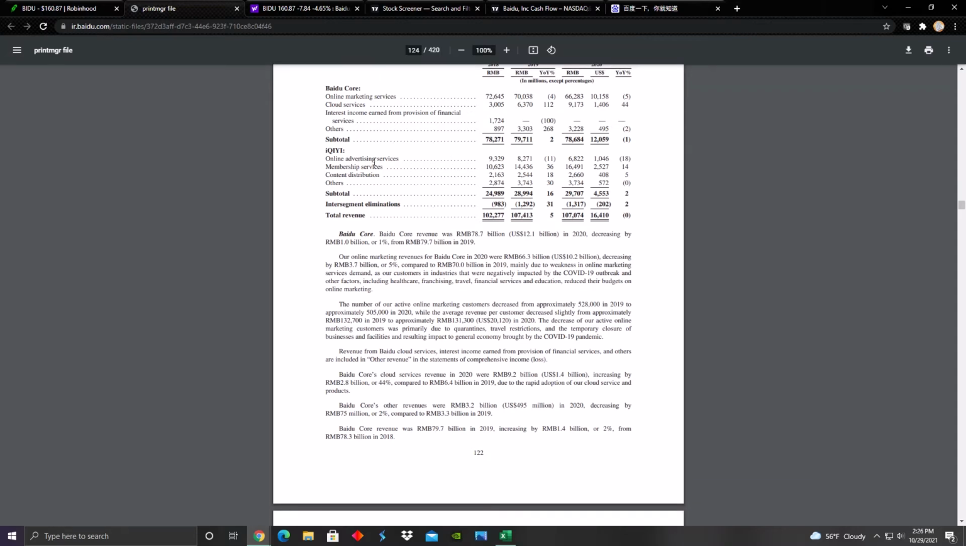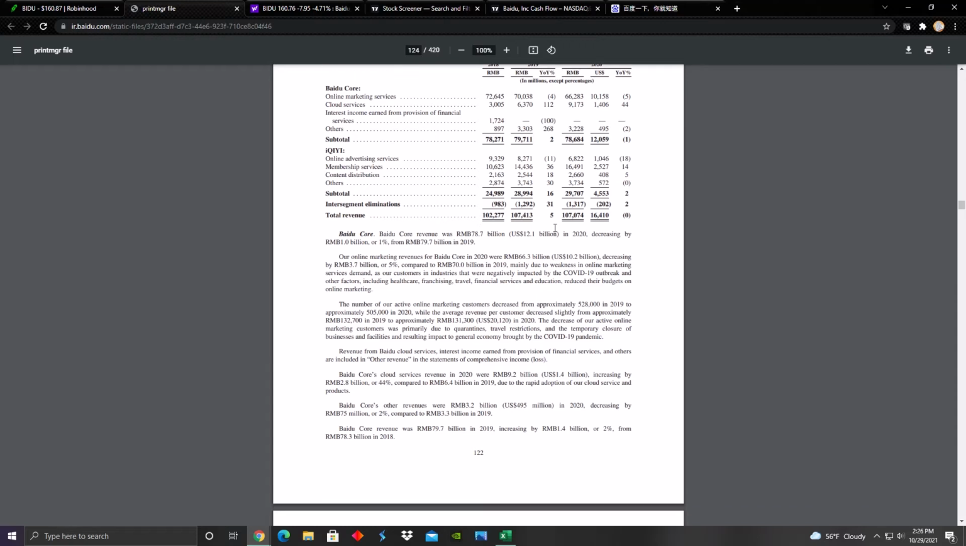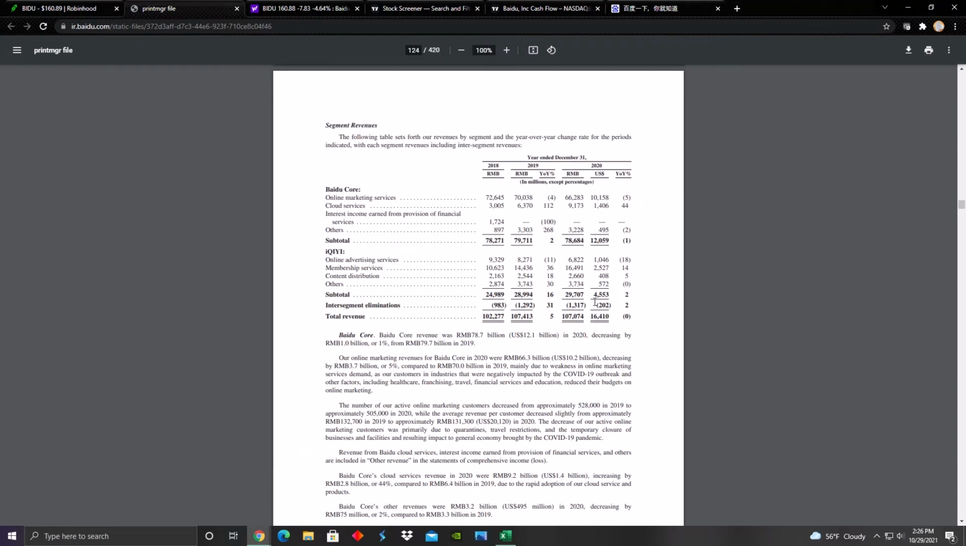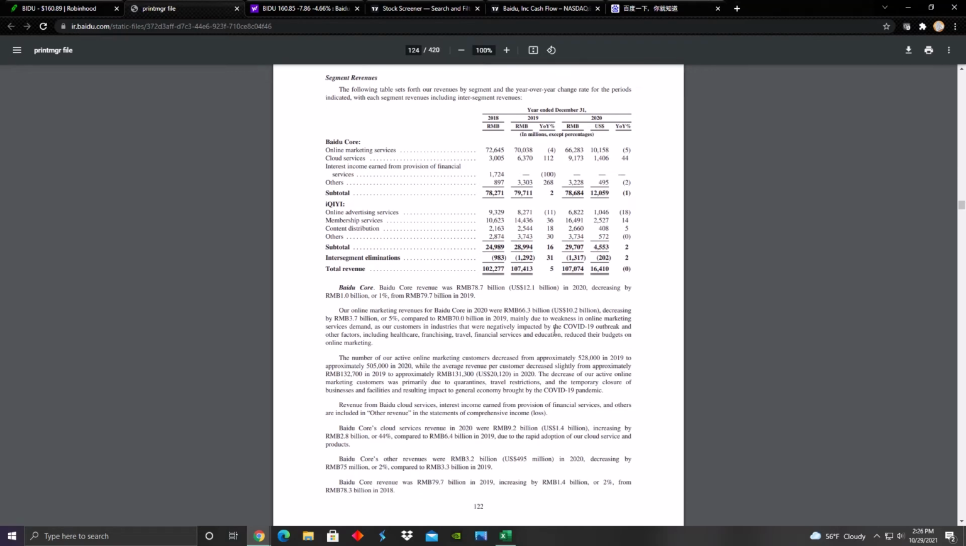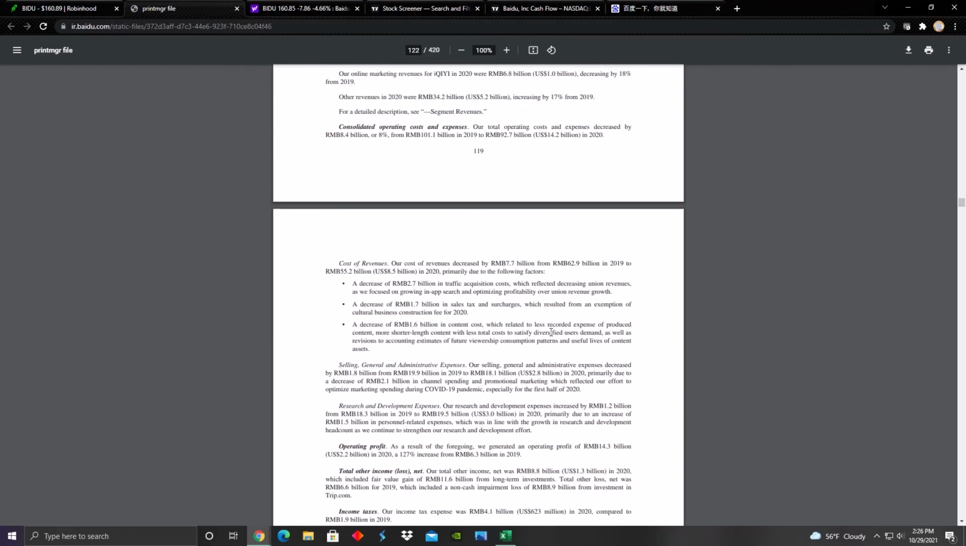Then we see their online advertising services, membership services, content distribution. Subtotal increased slightly from 2018 to 2020, not that much, from 24 billion to 29 billion. And then this is their total revenues once again, which we see has declined over the years. Their cost of revenues primarily consist of content costs, traffic acquisition costs, depreciation costs, costs of goods sold, bandwidth costs, and things like that.